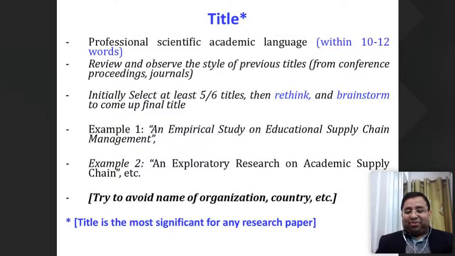You have to use this kind of word, so that you understand, oh, this is a very good research term. And I suggest you that you should not choose the title at first. You shouldn't go for any kind of title at first.